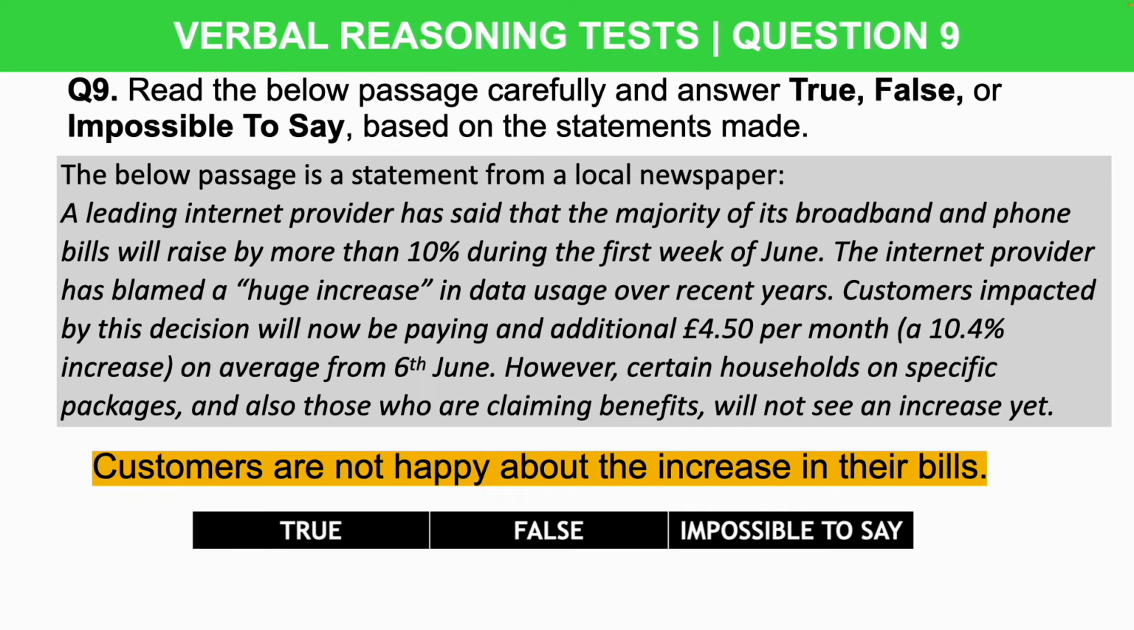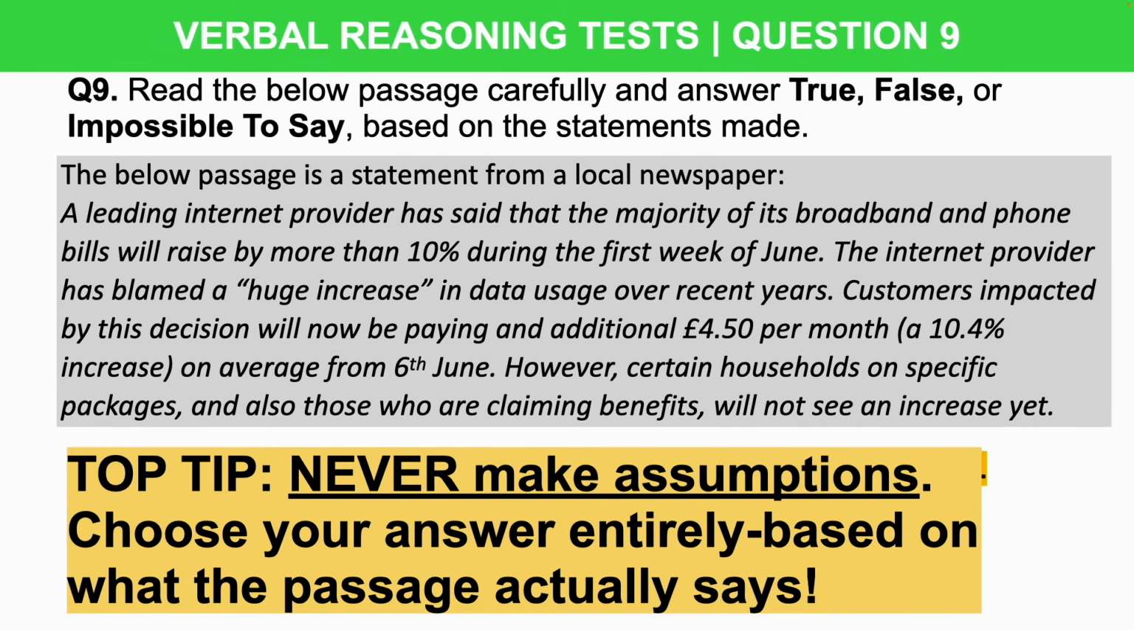How did you do? The correct answer is impossible to say. Although we may assume customers won't be happy with the price increase, the passage doesn't actually say that. Therefore, we can never assume. We can only answer based on the facts that are written in the passage. In other words, we have to take what the passage says as truth and we cannot make assumptions. Select your answer based on what the passage actually says.